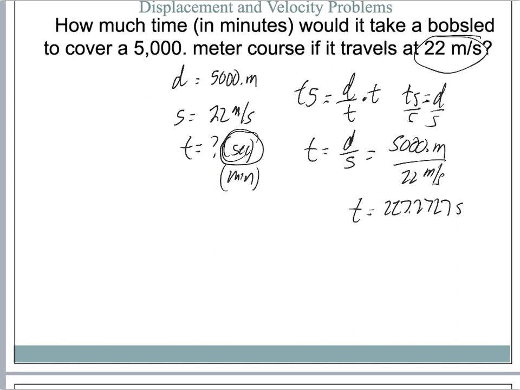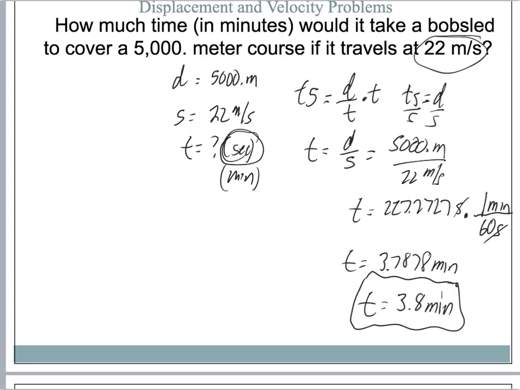How are we going to get these seconds to minutes? We know that in 1 minute there are 60 seconds, so we divide our answer by 60 and write 3.7878 repeating minutes. Looking at sig figs, I'm going to go with 2, and that would be 3.8 minutes for my answer: 3.8 minutes for the bobsled to cover the 5,000 meter course.